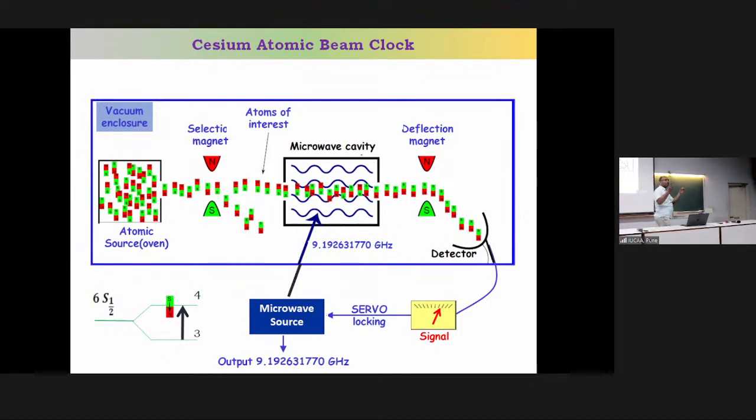I know that the microwave frequency which I have generated is at 9192601770 Hz because I am getting maximum signal. So then, this microwave frequency becomes a frequency standard, right? Okay.